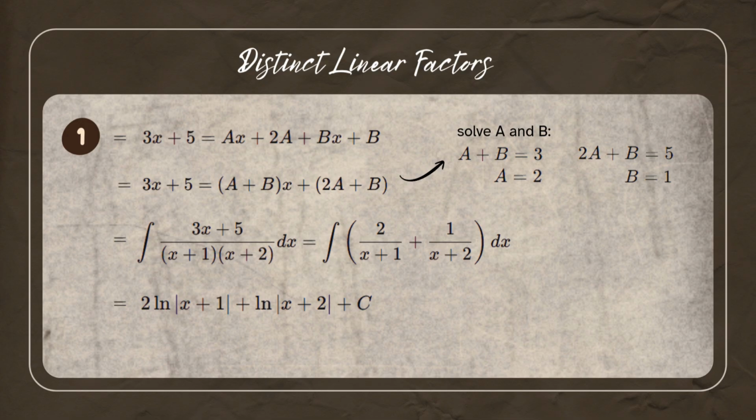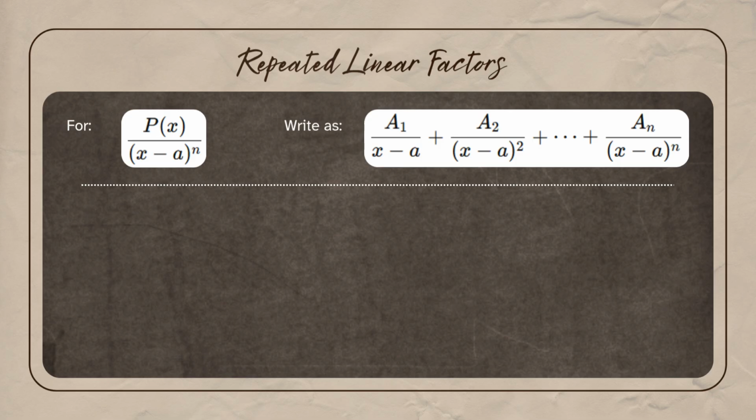Now, if you already remember the distinct linear factors, we're gonna move on to the second type, which is repeated linear factors. So for repeated linear factors, you need to rewrite it as A1 over (x minus a) plus A2 over (x minus a) to the power of 2, etc., until An over (x minus a) to the power of n.